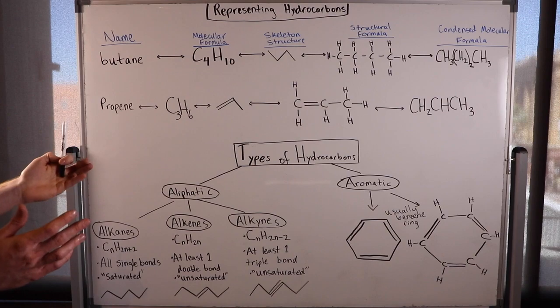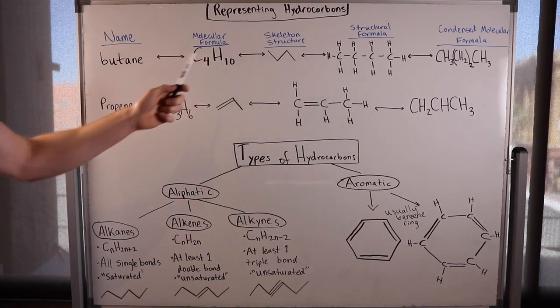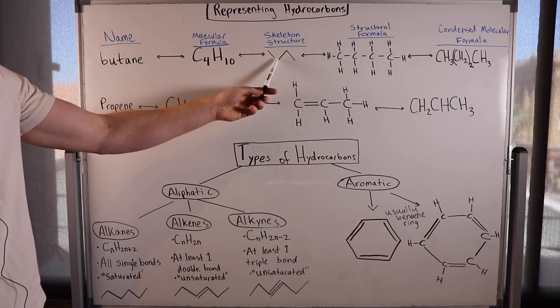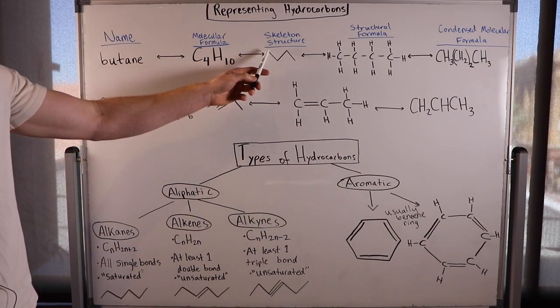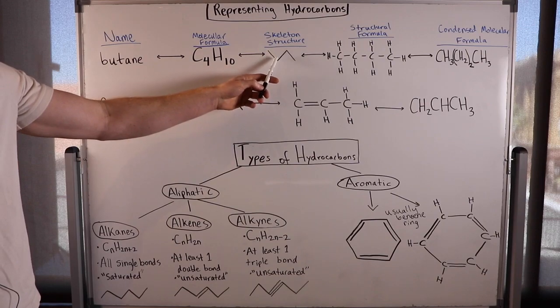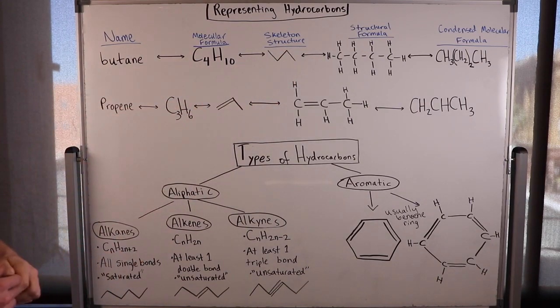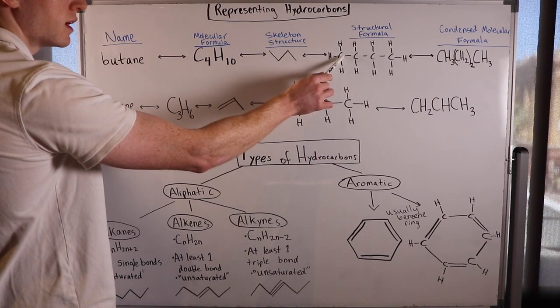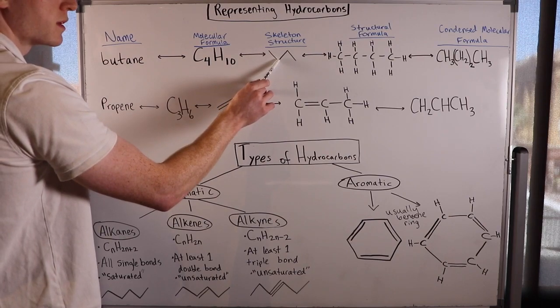It doesn't tell you its shape, it doesn't tell you where the atoms are, but it tells you we have 4 carbons and 10 hydrogens in butane. You also will see this skeleton structure form of hydrocarbons. What this basically means is that each corner or point is a carbon, and to the carbons are attached hydrogens. So you can see here that this point would be this carbon, and it has 3 hydrogens attached to it, and then it's attached to this carbon.